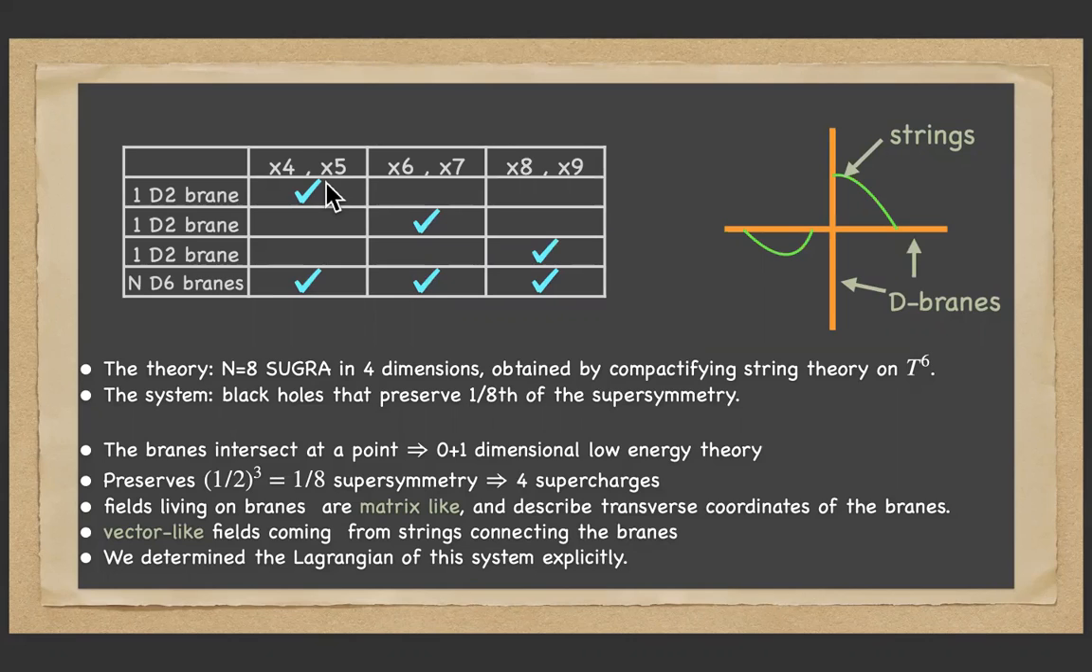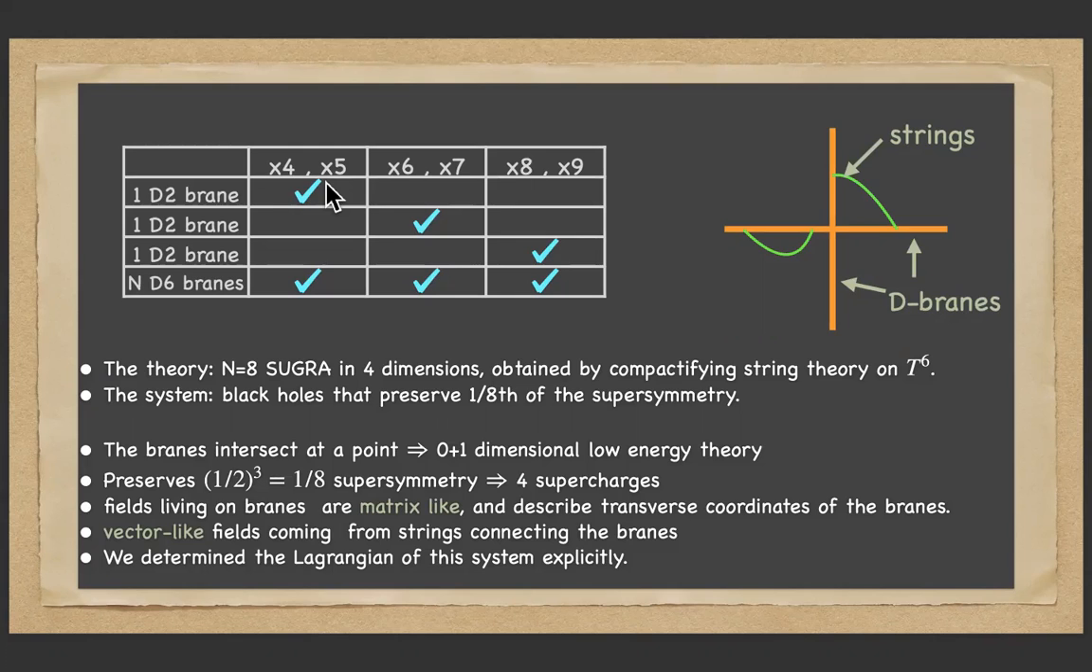The microscopic description of this particular black hole is given by this system. So you have 4 stacks of D-branes: one stack of 2-dimensional membranes, which we call D2 branes, along say 4 and 5 directions, so it's a 2-torus. Another 2-torus along 6-7 direction, another 2-torus along 8-9 direction, and then a D6 brane, a 6-dimensional membrane, along the entire 6-torus. So the flat spacetime is 0, 1, 2, 3, and these are the rest. Note that this D-brane system intersects at a point.